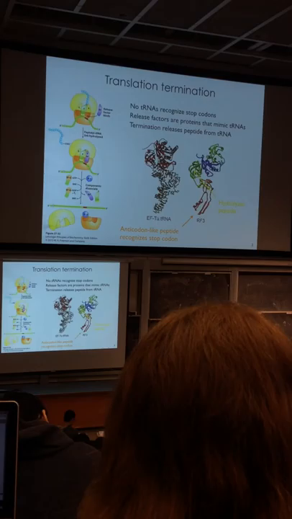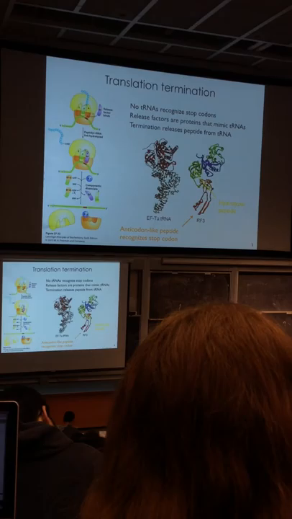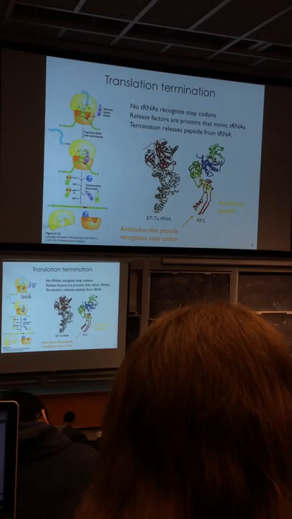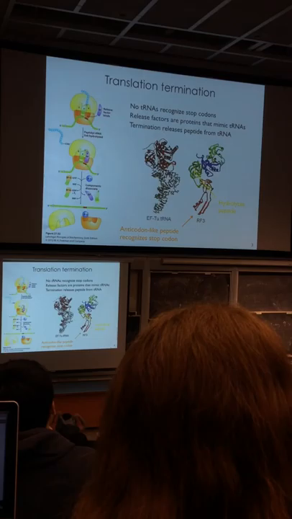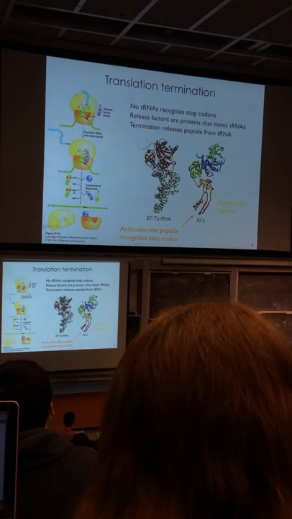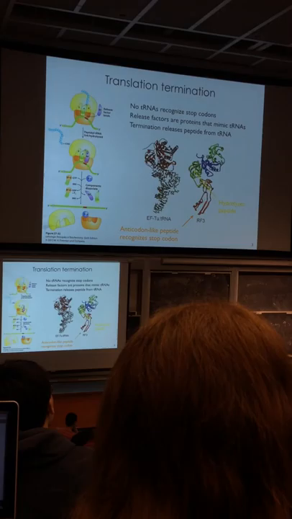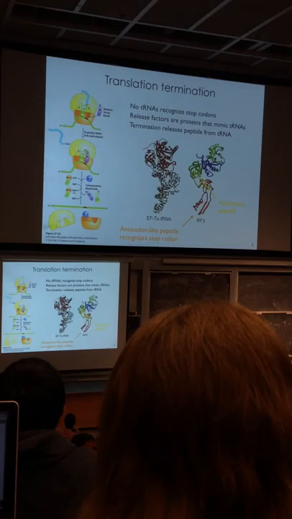There's also a portion of the release factor that mimics EFTU, so this thing drops right into the A site when there's a stop codon present, just like a tRNA with an amino acid and bound by EFTU would slip in. When this release factor enters the A site, it can catalyze, using a loop that's out here, the hydrolysis of the peptide off of the last tRNA. So instead of a nucleophilic attack by the amine of the next amino acid, there's a nucleophilic attack by water that releases the peptide entirely. So at this point, the peptide is released with a free C-terminus.